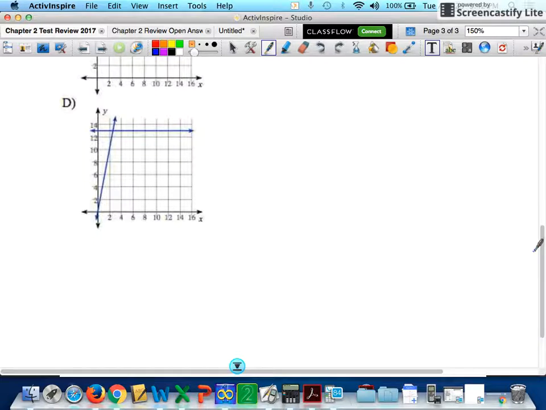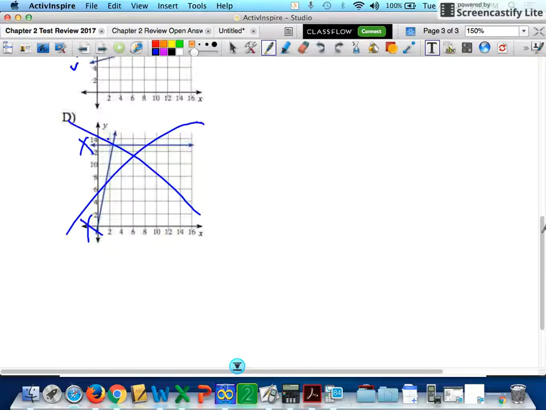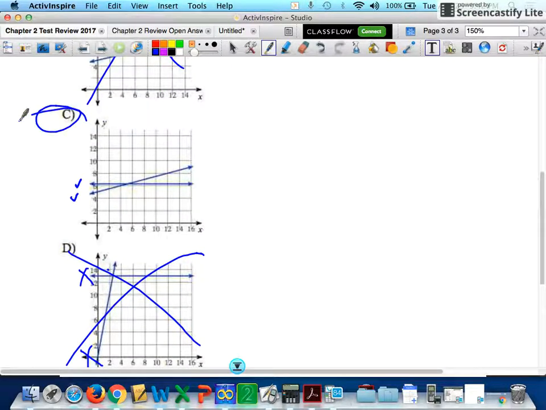So option D, just to make sure that C is correct, we see this line goes up too quickly, and we see that our constant function is in the wrong spot. That one is wrong on both accounts, excuse me. So therefore, C is our answer. Our only one that passed both of our tests, C.